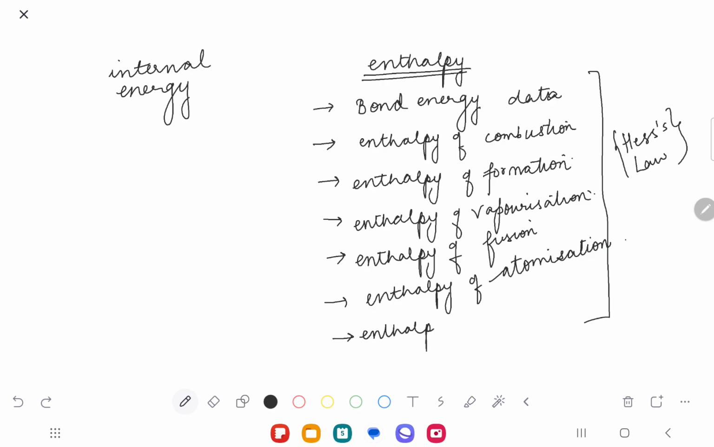So, whatever changes you can see nearby, all of them have certain energy associated with them. And that energy associated with those particular changes, you call them as enthalpy. Do you understand my point? Now, understand when we are doing enthalpy and internal energy.